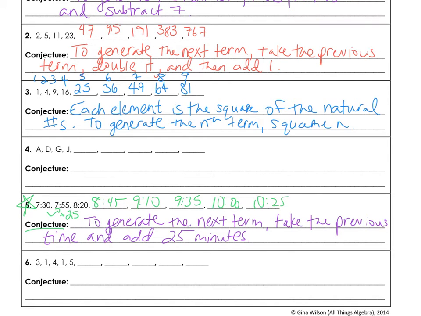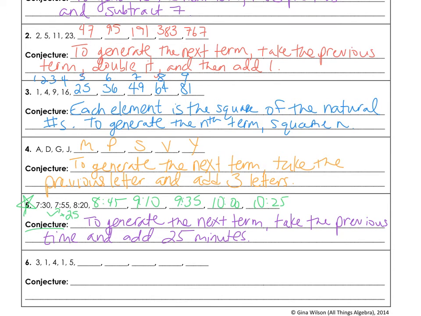Here's your answer for number 3, and one thing that I want to point out for you is when it says that each element is a square of the natural numbers, that would be 1, 2, 3, 4, 5, 6, 7, 8, 9, and on. So you're kind of counting numbers. To generate the nth term, you notice that this is the 9th term, so you square 9. If we wanted the 10th term, you would square 10, and you'd get 100 right there.